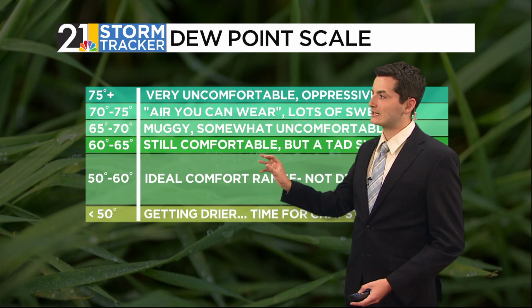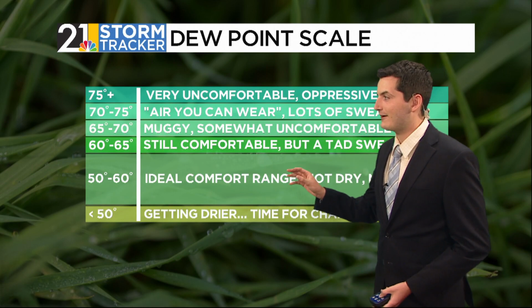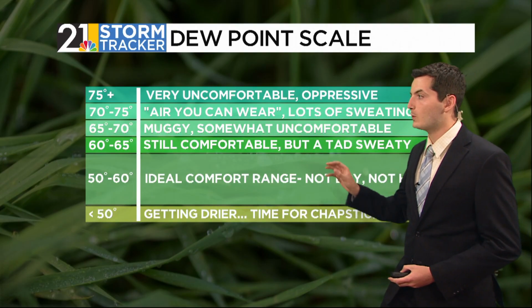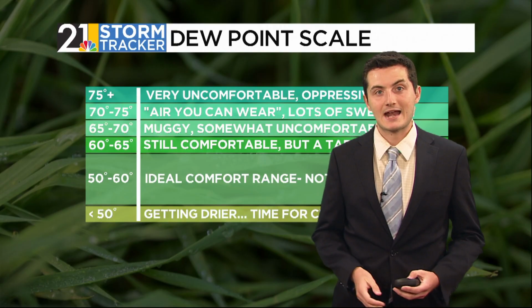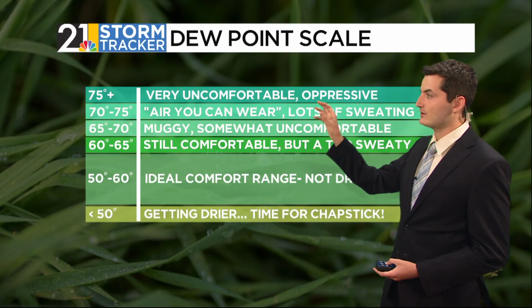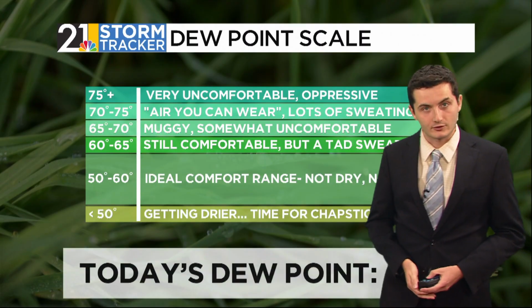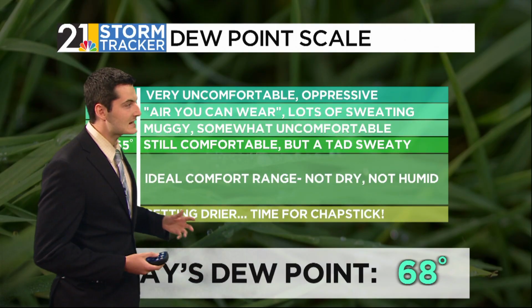Once you get above 60 degrees, then it starts to get pretty muggy, pretty humid. 60 to 65, it still feels a little bit comfortable, but once you get above 70 degrees, that's when you're really starting to sweat. That's that air you can wear, I always mention on air. Anything above 75, well, that's quite uncomfortable. And what the dew point is today, we're just sitting at about 68 degrees, so it's going to be pretty uncomfortable, but it will still be manageable, not oppressive like it will be over the next couple of days.